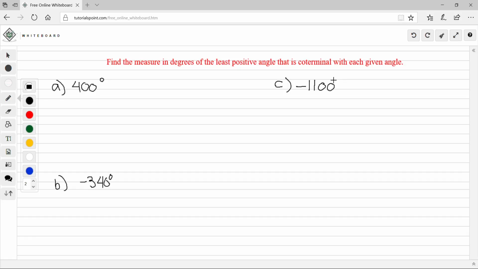So we have to find the measure in degrees of the least positive angle that is coterminal with each given angle. So we only want the least positive. For A, 400, all we've got to do is use the formula.